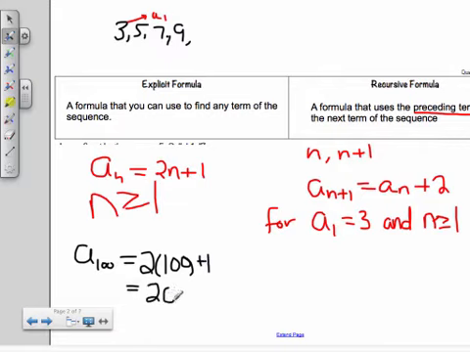Now, in the recursive formula, the only way I can find the 100th term is if I know what the 99th term is, and then I would just add 2 to it. So if I knew the 99th term was 199, then I would add 2 to it to get the 201 that I want.